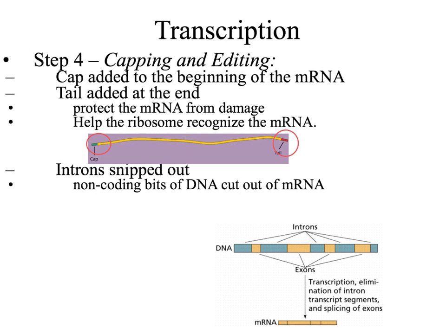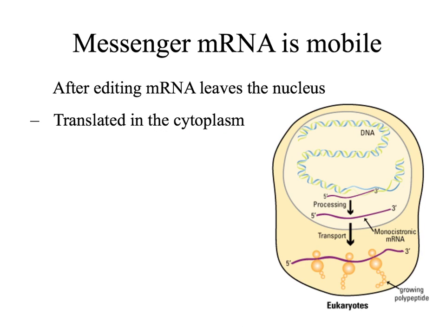During editing, the introns, the junk inside of our gene, will be cut out, and the exons, the expressed portions of the gene, will be glued together. At the end of capping and editing, we now have a modified mRNA molecule that is ready to leave the nucleus and go to the cytoplasm for translation.